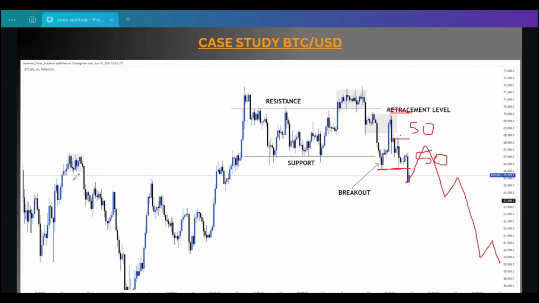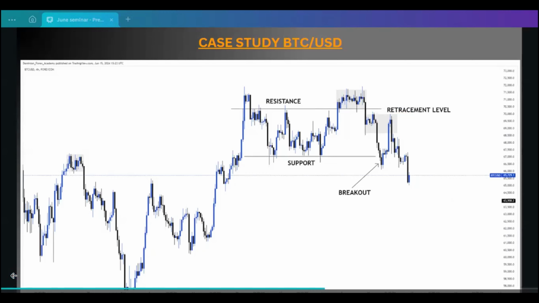I'm trying to break down the whole strategy for you guys, so you can see, learn, and be able to take profit from the markets. Yes, one of the main essences of trading is to make money. So that is that.